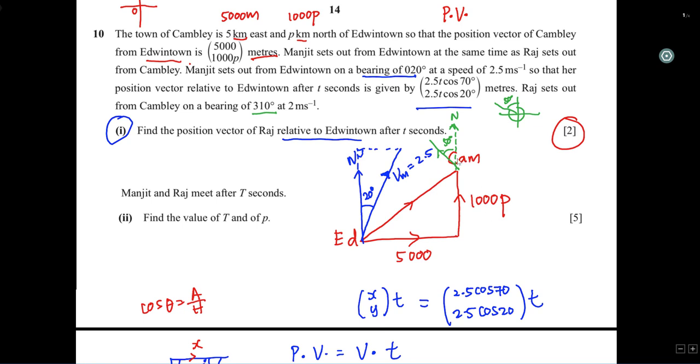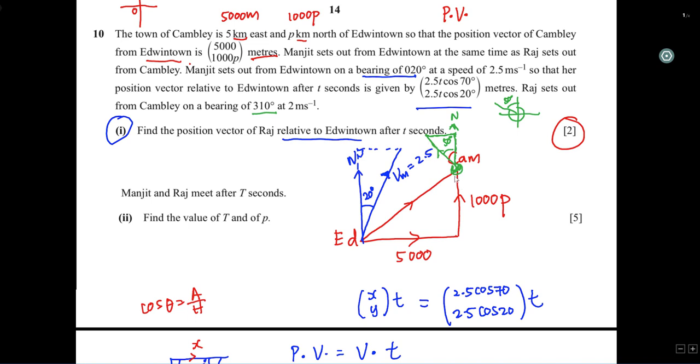Because the angle here will be 310. For this one, I hope you can see. From here, you can see a triangle. The triangle is not very obvious, but the green color triangle here. I hope you can see this triangle. Later I will draw out this triangle in order to get this vector.